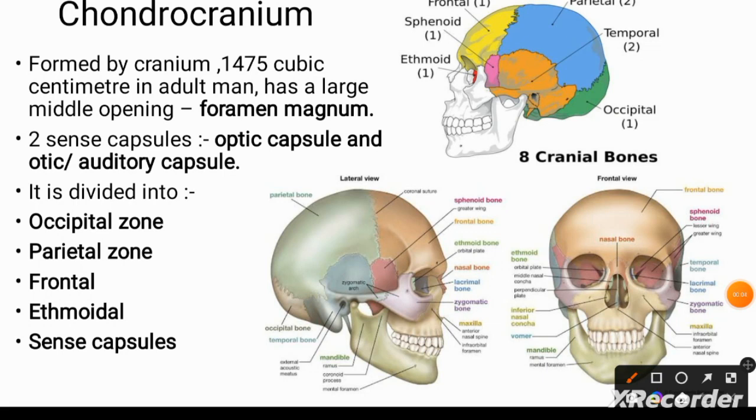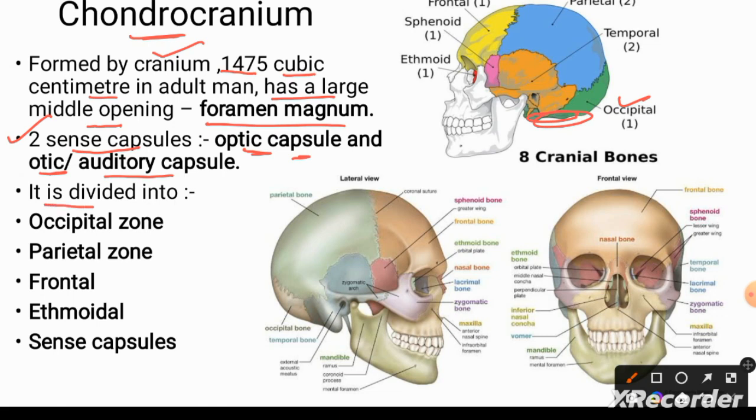Chondrocranium is formed by the cranial cavity, and it is about 1475 cubic centimeters in an adult man and has a large middle opening, meaning a gap, a space in between the cavity, that is known as foramen magnum. In this foramen magnum, our vertebral column articulates, or forms a joint, with the occipital, and this foramen magnum is present in the hindbrain. There are two sense capsules within chondrocranium. The first one is the optic capsule, related to the eye, and the second one is the auditory or otic capsule, related to hearing.